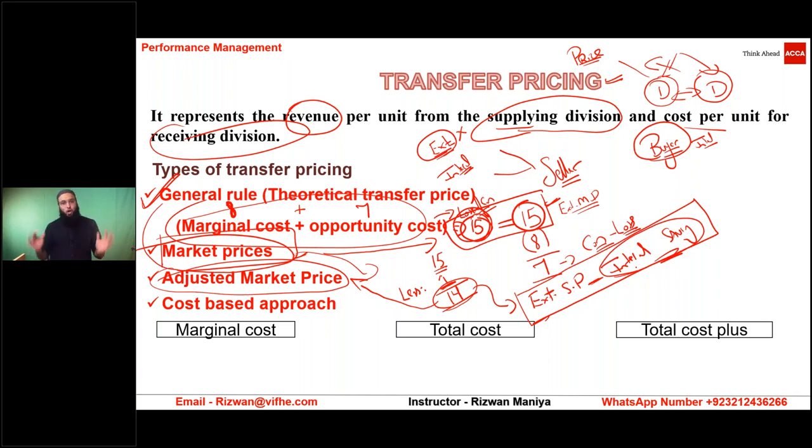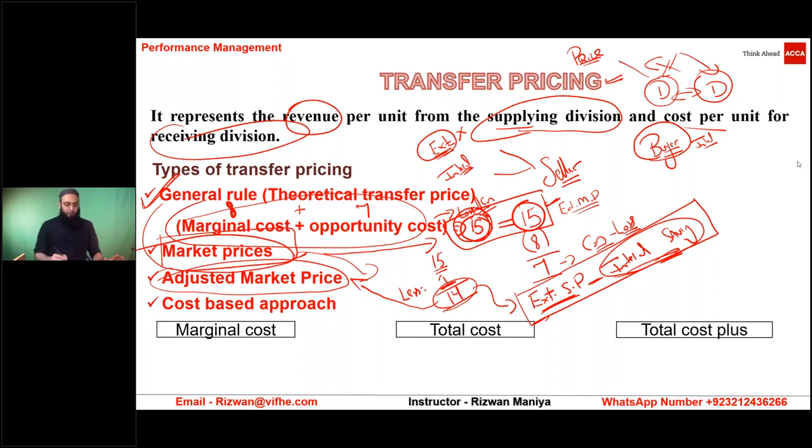So in short, listen to me. In short, it means what? External selling price minus internal saving is what the general rule is saying. Yes or no? Agreed? Clear? It's the same thing. If you remove this one from the cost, then again you come to the same point. It's the same thing. Okay?